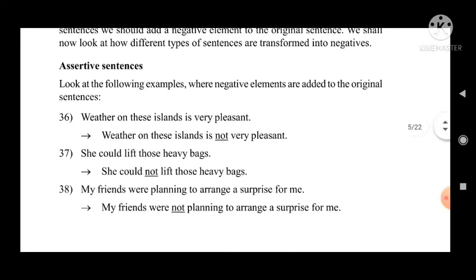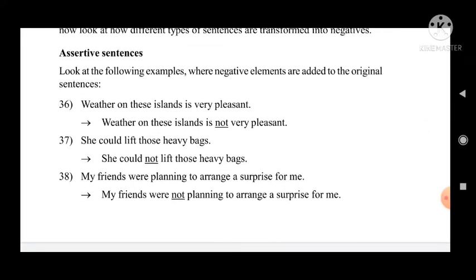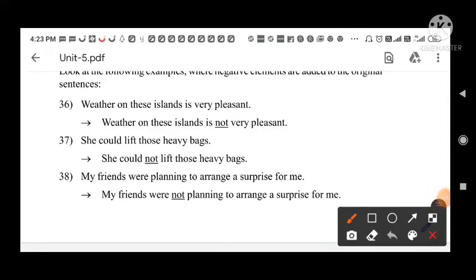So let's start. Assertive sentences. Look at the following examples where negative elements are added to the original sentences. The original sentences are in assertive form, both positive and negative, and we will add some negative elements to make them negative sentences. Let's see the examples. Weather on these islands is very pleasant. Weather on these islands is not very pleasant. After "is" we add "not". So it's a negation. She could lift those heavy bags. She could not lift those heavy bags.